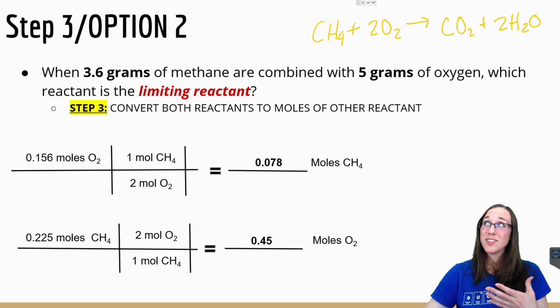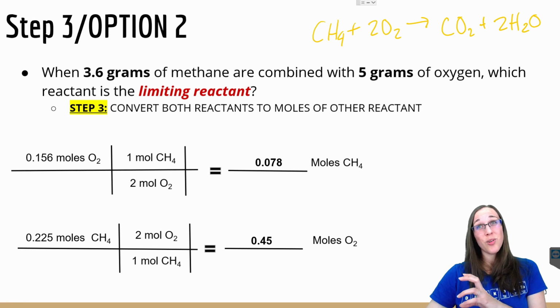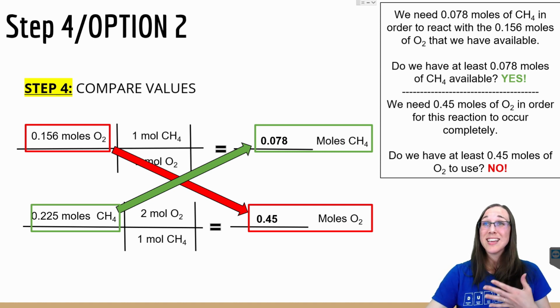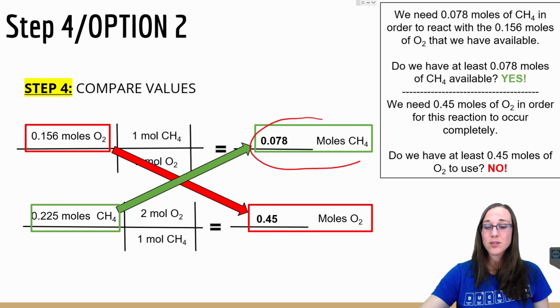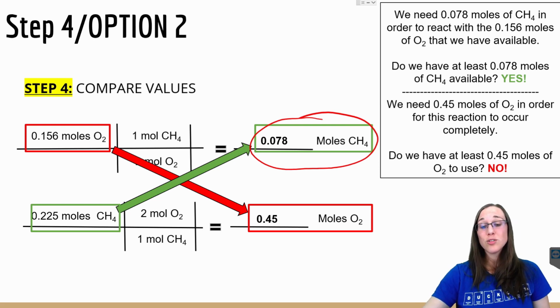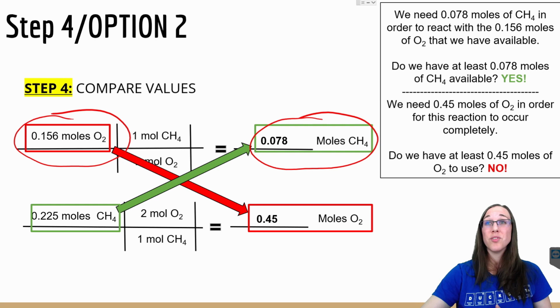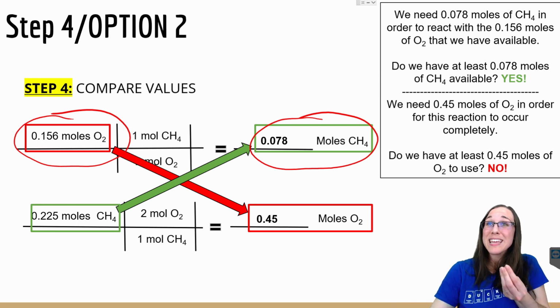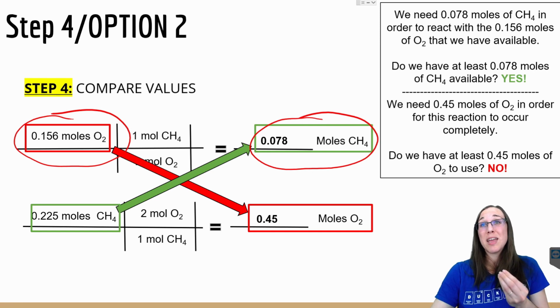Now comes what I consider the intellectually challenging or tricky part to this whole thing. You kind of have to compare what's on the given of this part of the step to the result to see which one runs out first. So let's look at this option 2, comparing values of step 4. So what this is essentially saying, if I can translate this for you, is that we need 0.078 moles of methane in order to react with 0.156 moles of oxygen. That is what would be necessary for the reaction to go to completion. So now what we have to say is, okay, well, were we given at least 0.078 moles of methane?